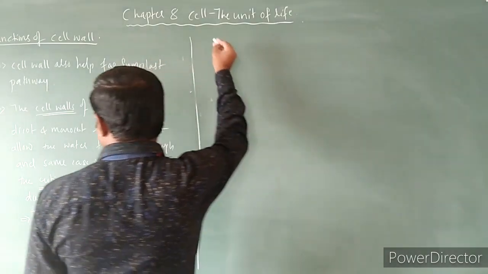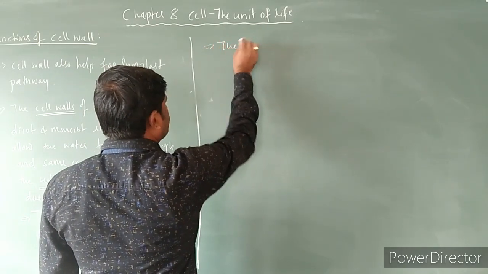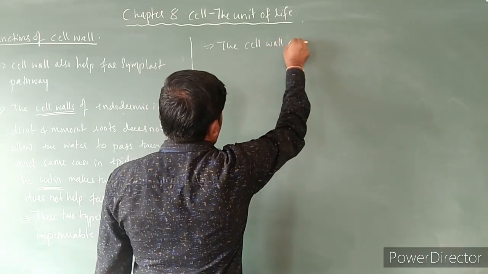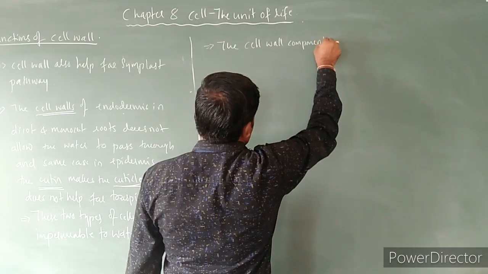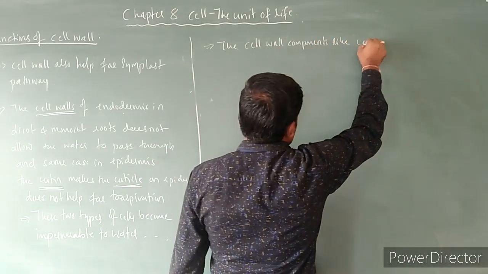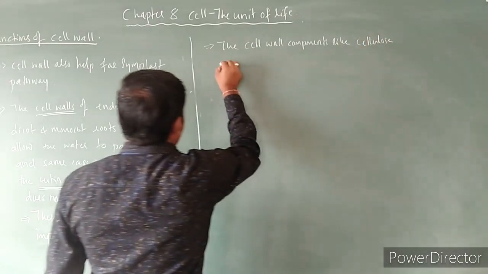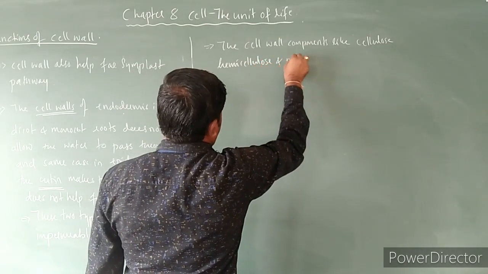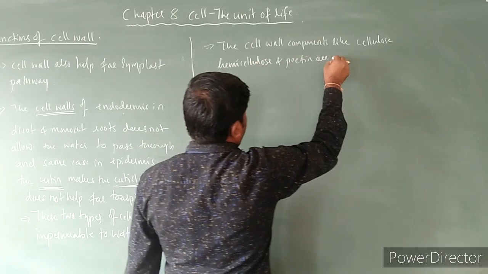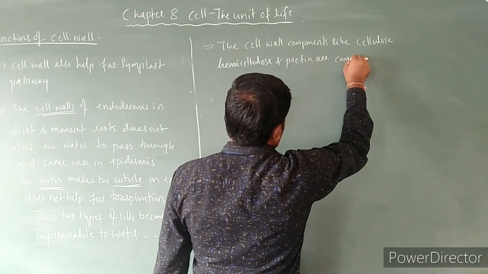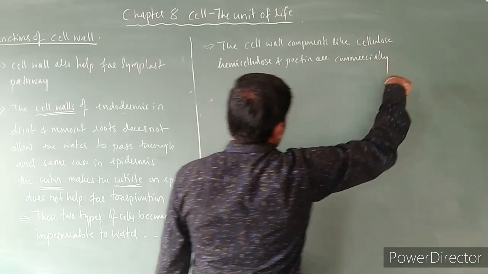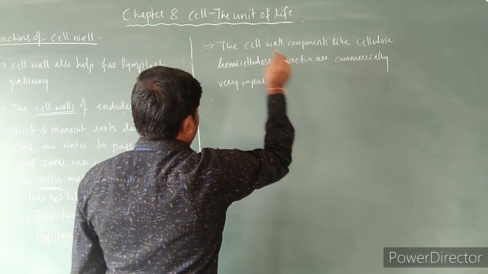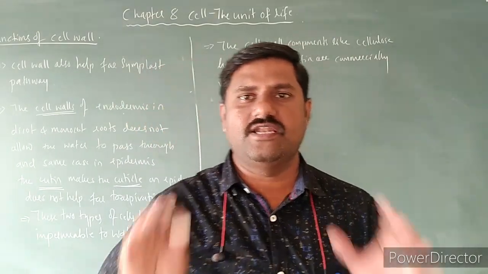So that's why the cell wall components like cellulose, hemicellulose and pectin are commercially very important. So these are some of the functions of the cell wall, right?